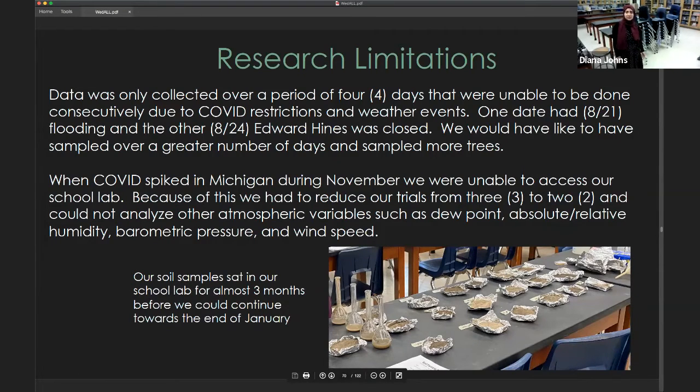COVID restrictions really complicated our ability to complete this research. We couldn't even meet as a group last summer until our state's COVID restrictions allowed for sports and other school activities to resume with careful masking and distancing guidelines. Ideally, it would have been significant to do a month analysis rather than a week. But this was also a limitation due to COVID-19 restrictions.